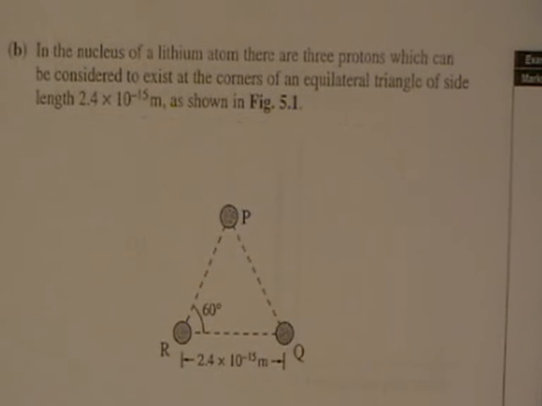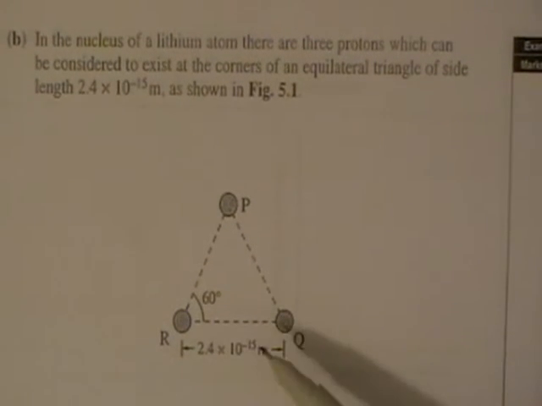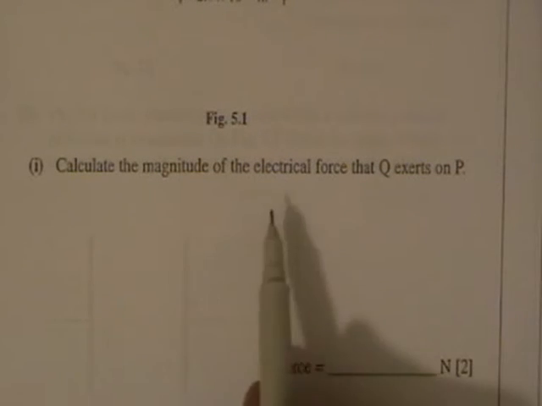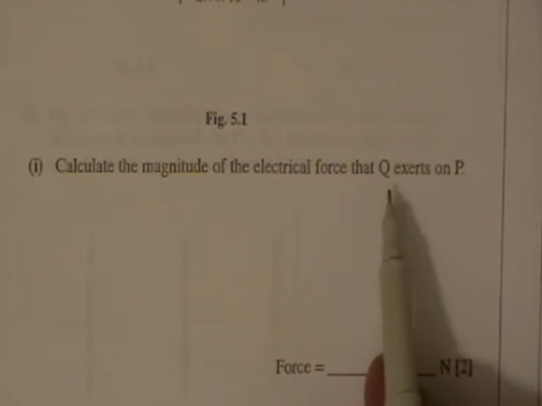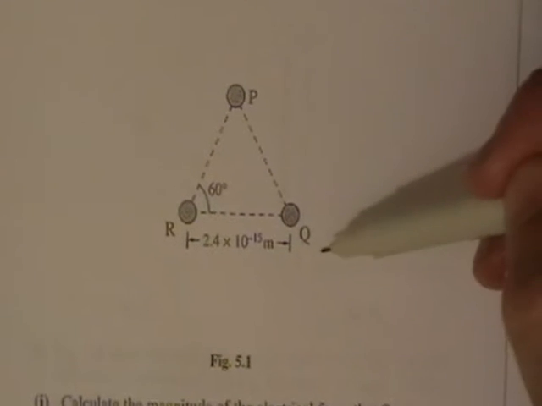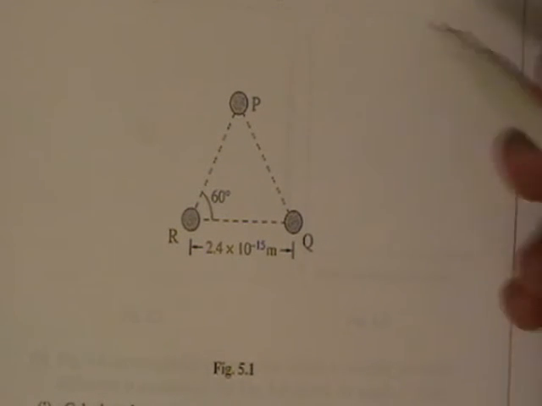We now have the nucleus of a lithium atom, 3 protons, considered to exist at the corners of an equilateral triangle as shown. The length of the triangle side is 2.4 times 10 to the minus 15 meters. And we're asked first of all just to calculate the magnitude of the electrical force that Q exerts on P. So we're looking at Q and P. So these are 2 charges. They're 2 protons, so they're going to have an electronic charge. That's 1.6 times 10 to the minus 19.